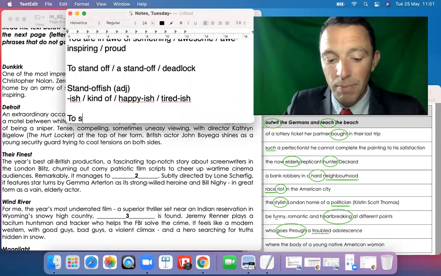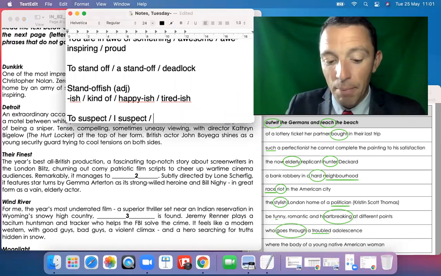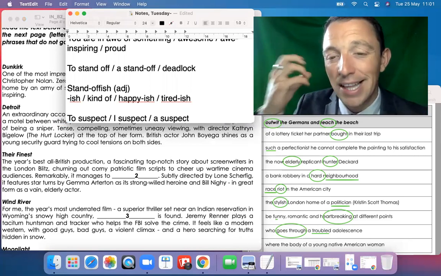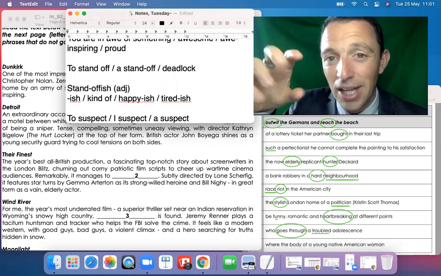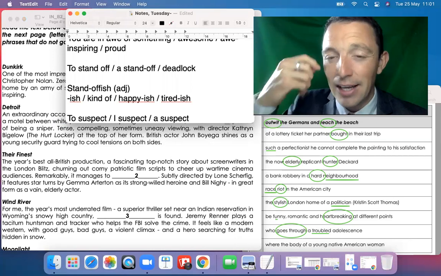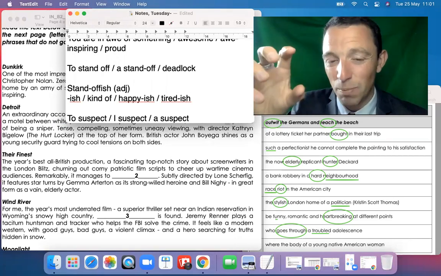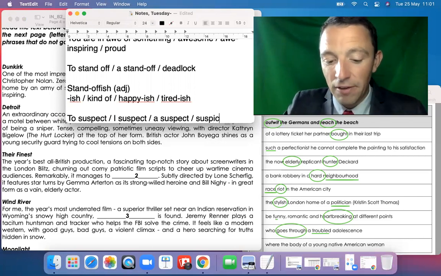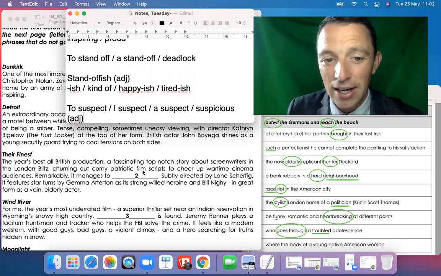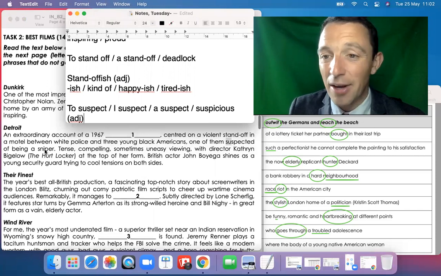So the verb is to suspect, and the verb obviously is I suspect. The person is a suspect if the police believe or the police think this person is responsible for the action. This person is a suspect, but there is no evidence, there is no proof, so this person continues to be a suspect, okay? And maybe the adjective related is suspicious, okay? So that's the situation here. And you can see one of them suspected of being a sniper, okay?